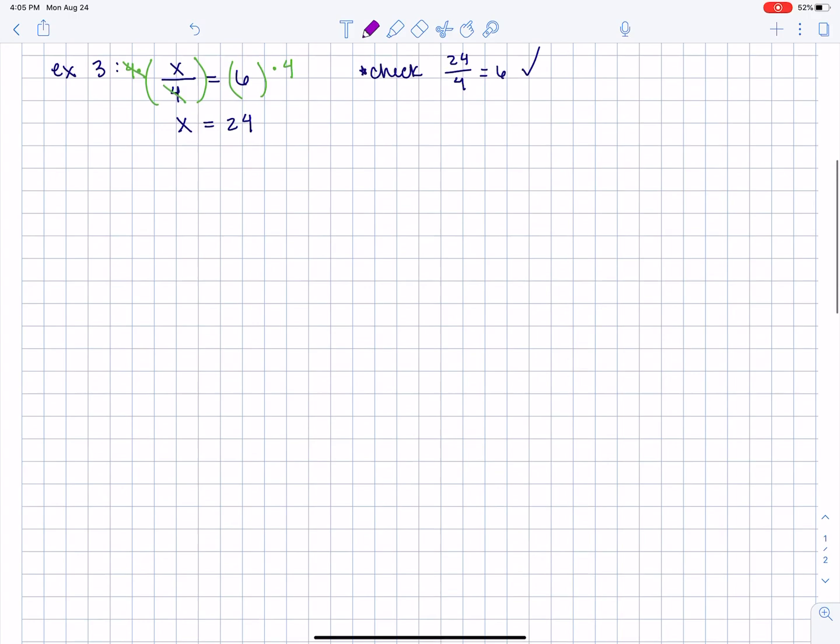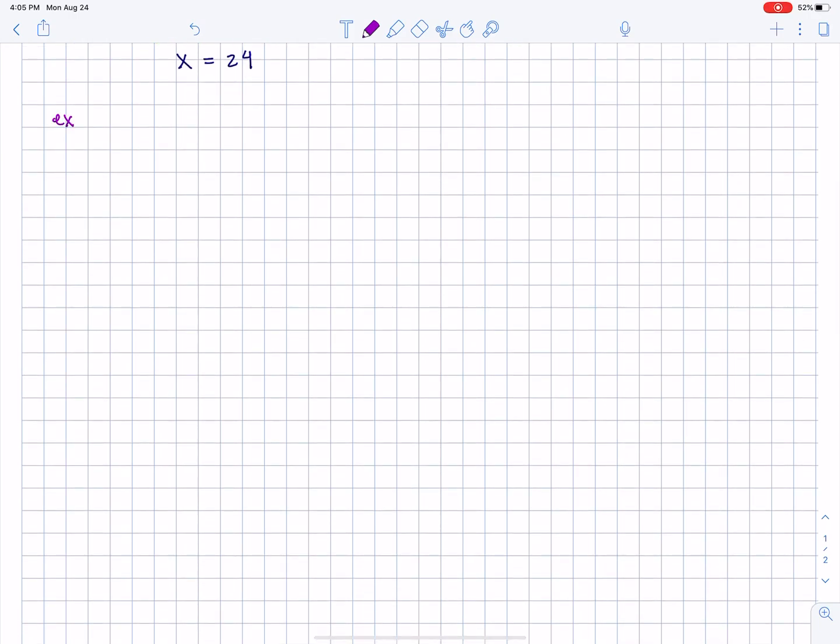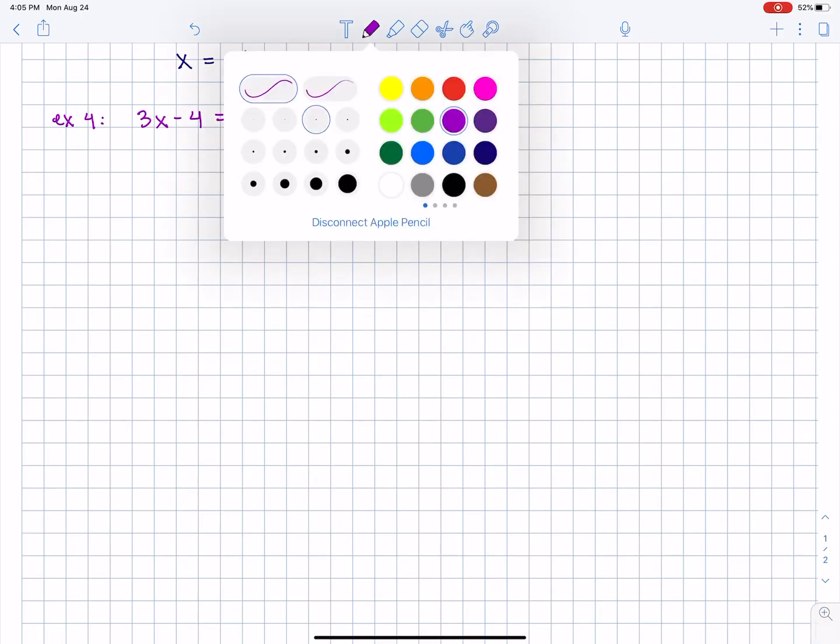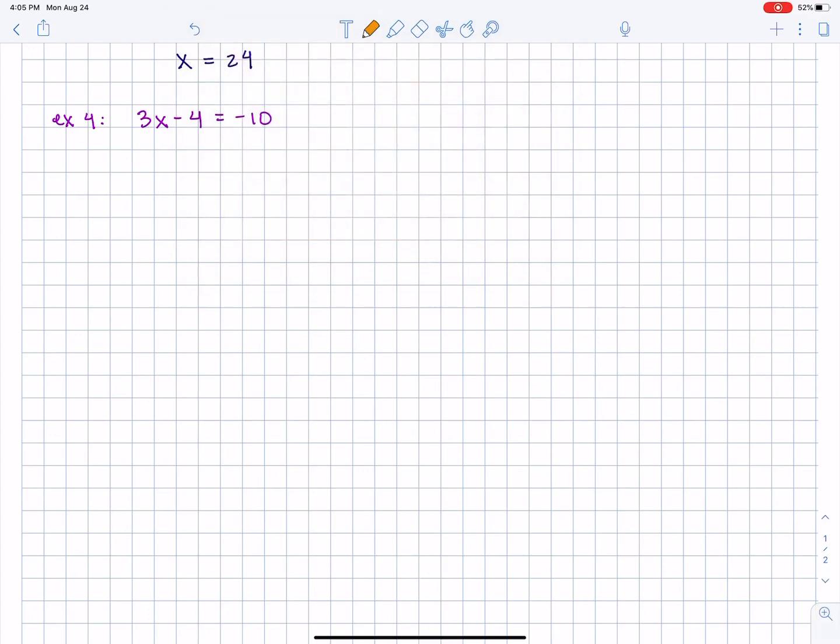We are on example 4. And this is gonna be a few different steps here. So 3x minus 4 is equal to -10. Okay, when you're doing inverse operations, you want to do them in opposite PEMDAS order. I'm going to choose orange here and say opposite PEMDAS.